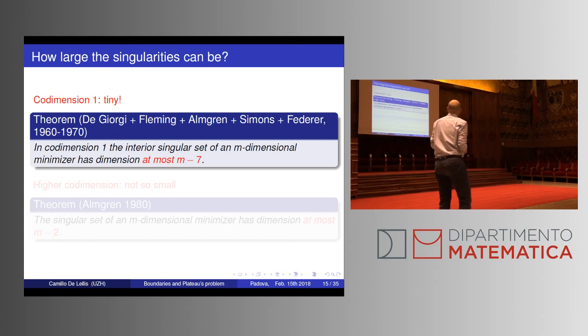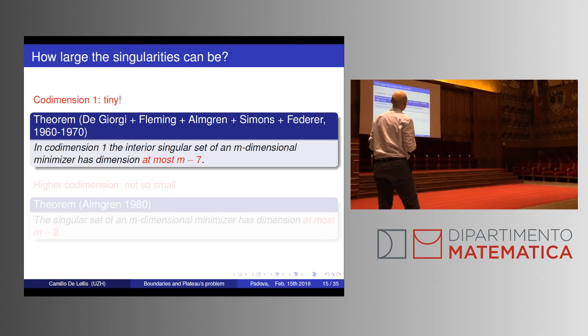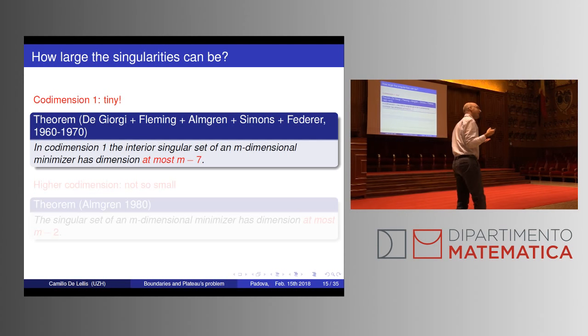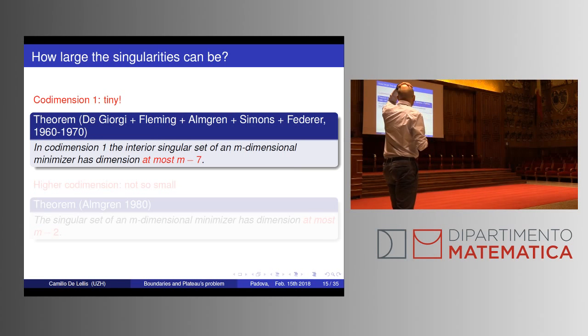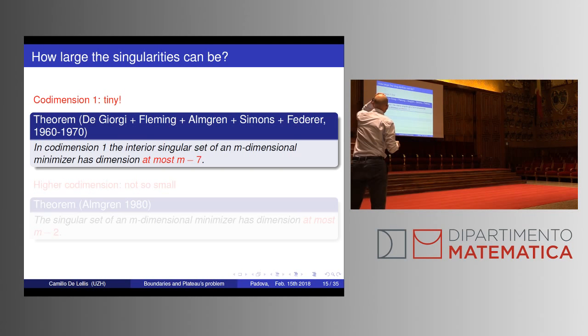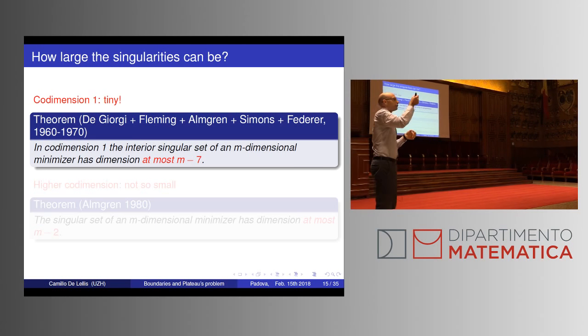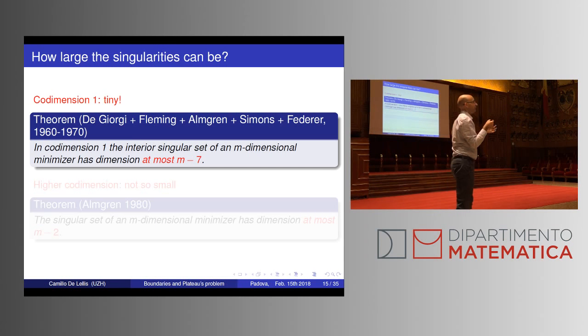So you could ask the next question, which is, okay, maybe there are singularities, but how large are these singularities? And the first very nice theorem, which was proved in the 1970s by the cumulated work of several people, starting with De Giorgi and then going on with Fleming, Almgren, Simons, and Federer, is that in codimension 1, this Simons cone is the first occurrence of a singularity. So the singularities can have dimension m, the dimension of the minimizer, minus 7.